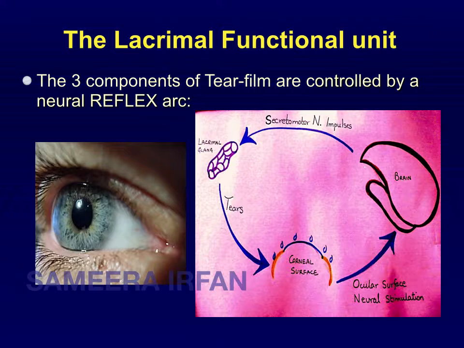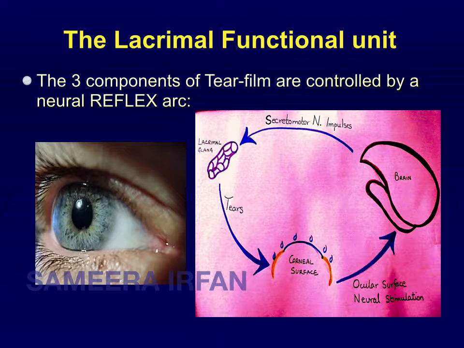The lacrimal functional unit controls the secretion of all three components of the tear film, that is the mucin from the goblet cells of the conjunctiva and cornea, the aqueous production from the lacrimal and the accessory lacrimal glands, and the meibomian gland secretion, or the meibum, that provides the lipid layer of the tear film.